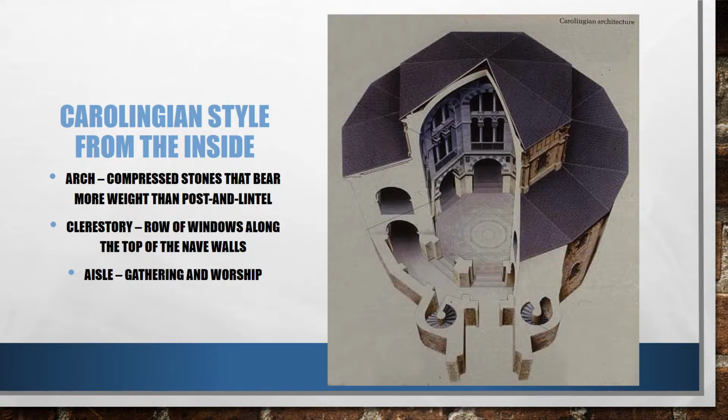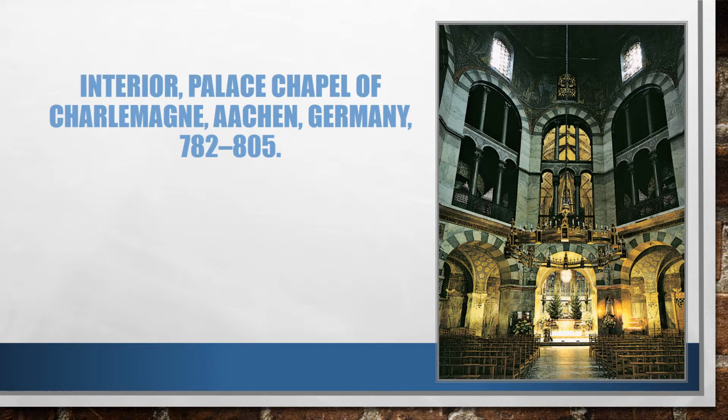The aisle is a place for gathering and worship. Aisles are used for chapels, with rows of pews lining the aisleway. Looking at this picture of the inside of the chapel of Charlemagne, there's really something to be said regarding the arched windows and doorways featured in this Carolingian style.